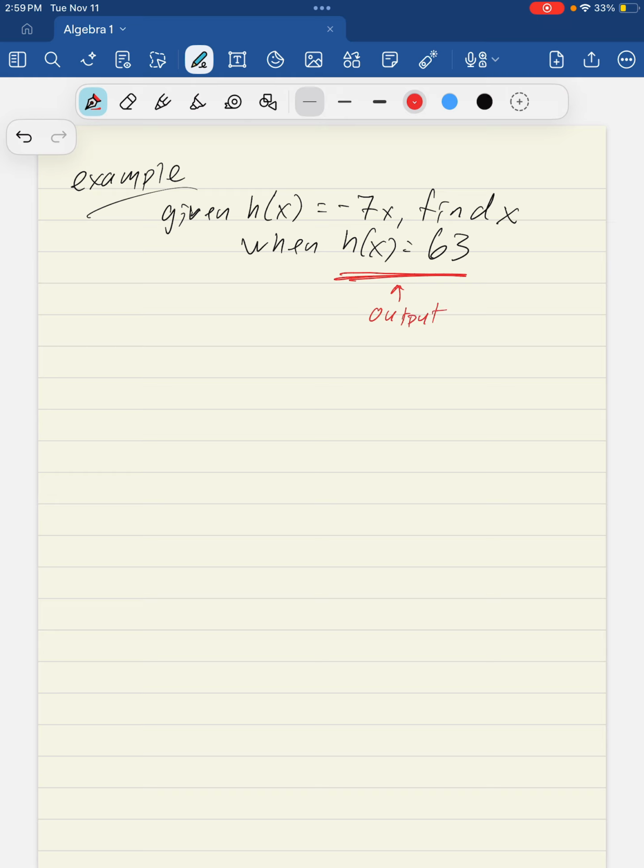But all we do here is we take this 63. I'm going to write our function here. h of x equals negative 7x. And all we do is we take this 63 and we put it in for the output, which is right here. So that turns into a 63. And then the right side stays the same.